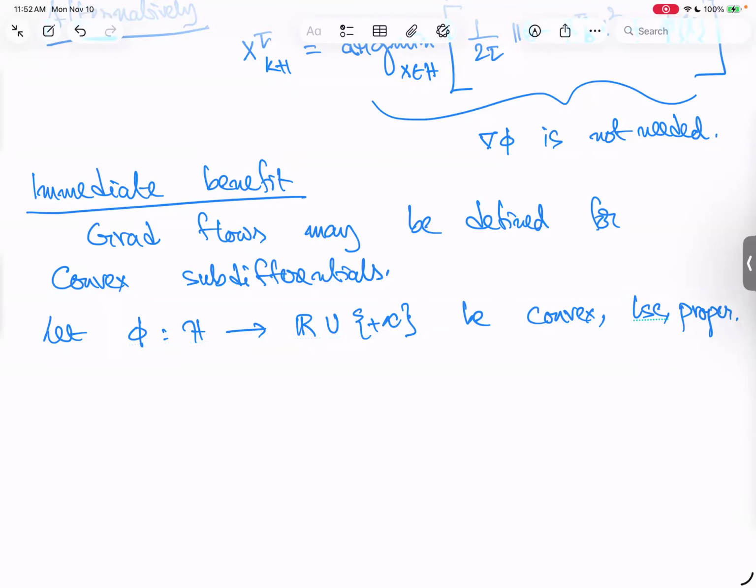So recall, y is a subdifferential of phi at a point x.